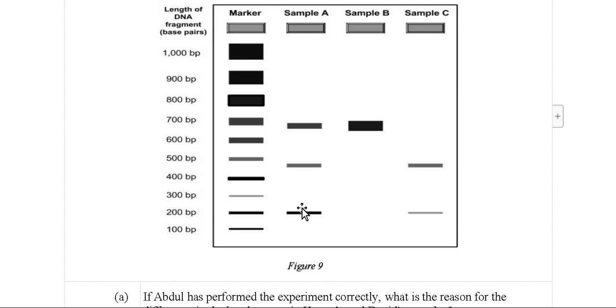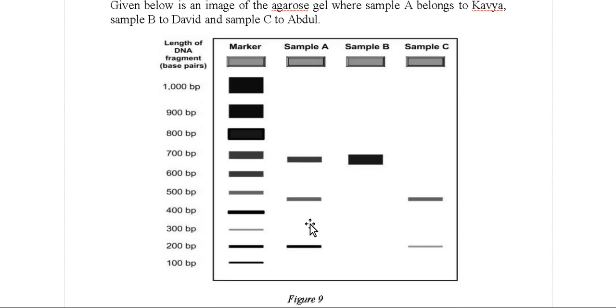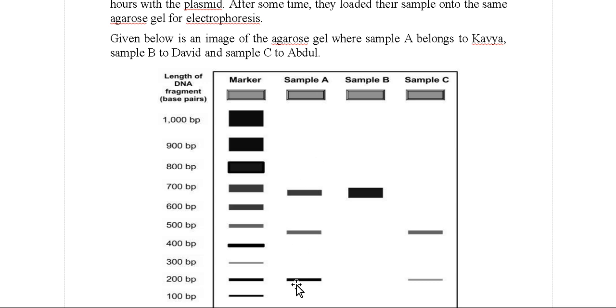That means these bands are placed in sample A. These are actually the bands of Kavya. Sample B is showing the bands for David, where he put his sample, and the samples are segregated at different density levels, that means on the basis of molecular weight and molecular length, we can also say. And sample C is for Abdul.